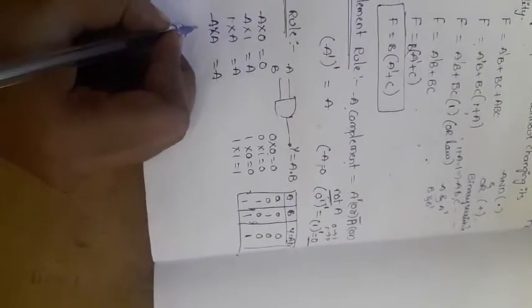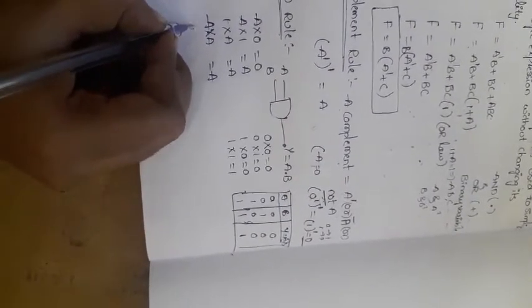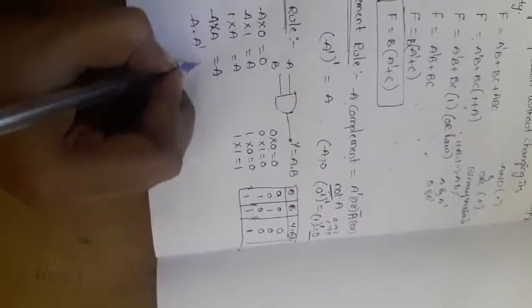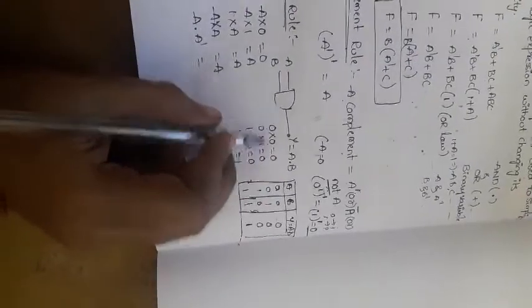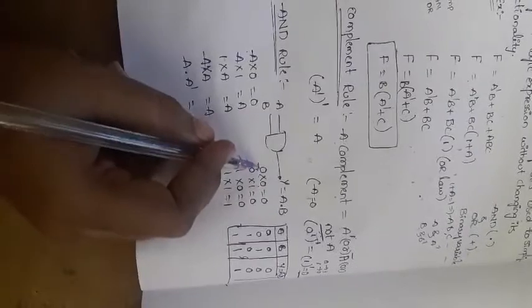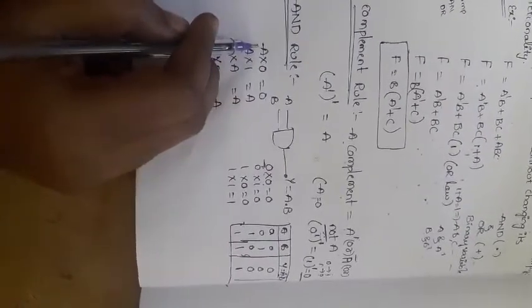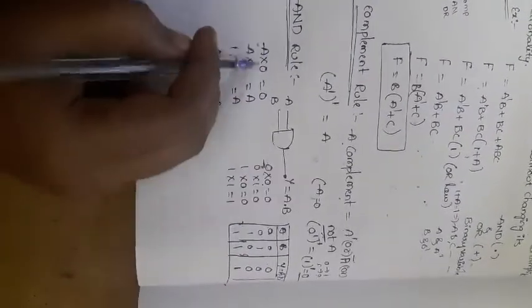One more possibility I can write here is a into a complement. What is the result? I can check it here. In the place of 0 I am representing a, taking one variable in the place of the binary number 0. So in the place of 0 I can represent a, no?